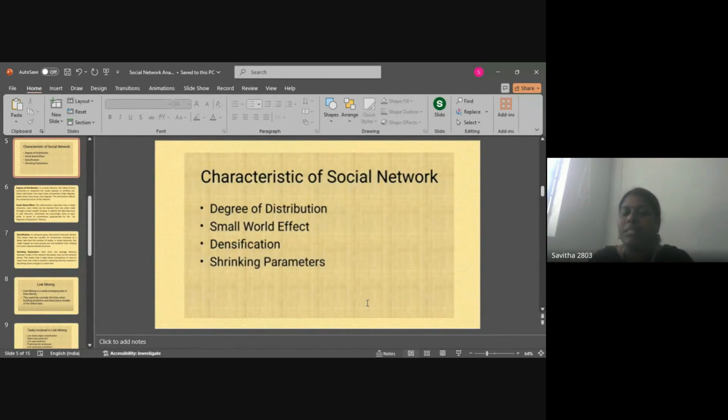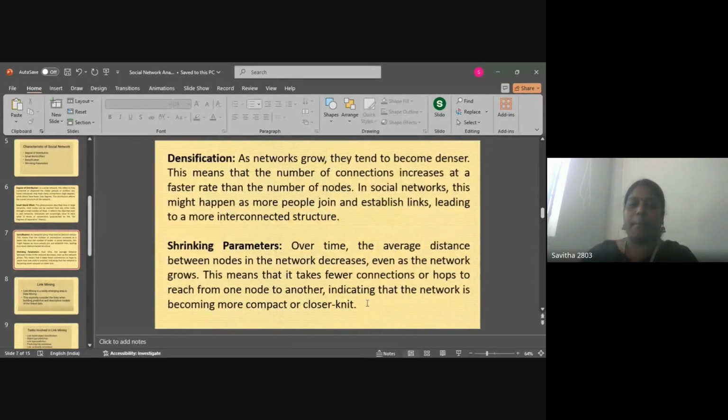Shrinking parameters means that even as the network grows, the distances between the connections of different social networks or different people will be reduced. The connection distance will decrease. That is called shrinking parameters.